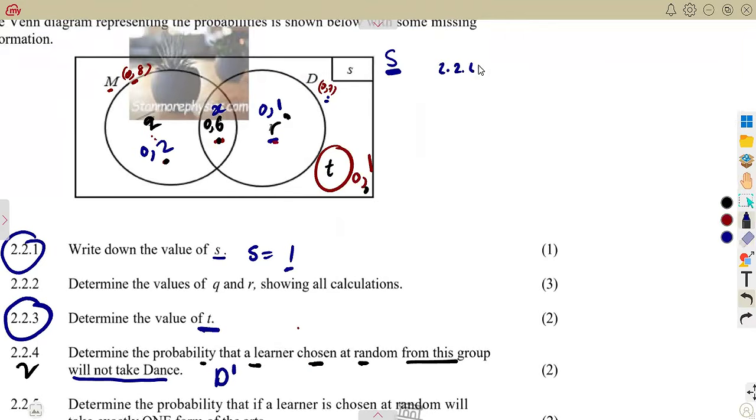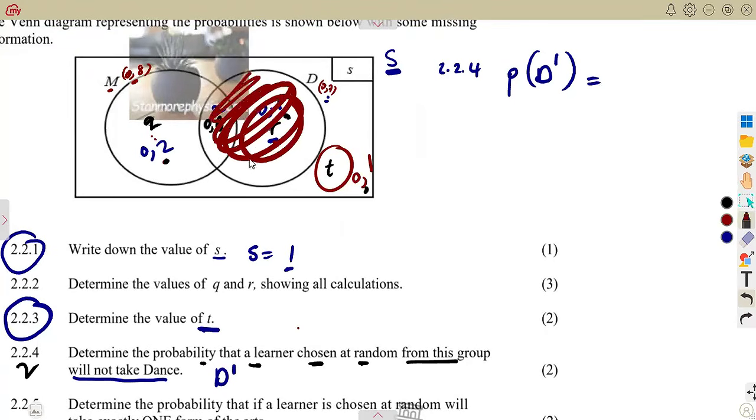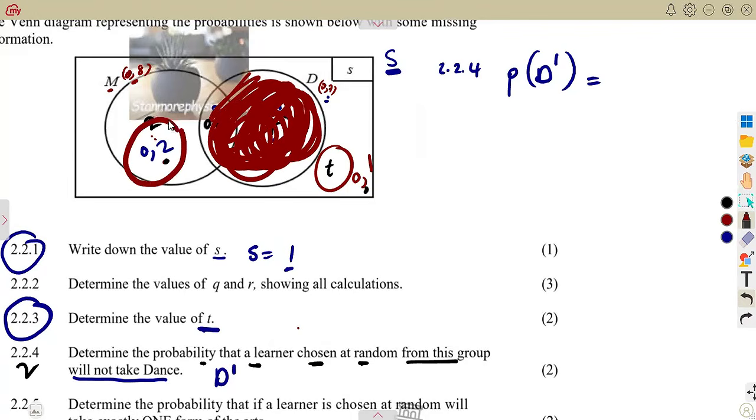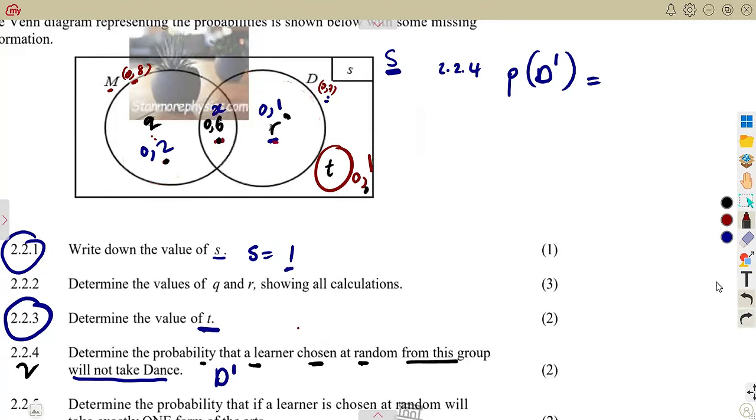Okay, so that's 2.24. The probability of obtaining D complement, as I explained before, it's not in D, meaning to say you cover this D. This is your D. You cover it like this. What is not in D? What is it that is not in D? It is this 0.2 and this 0.1. So you're simply going to add those two, 0.2 plus 0.1, which is 0.3, not in D.